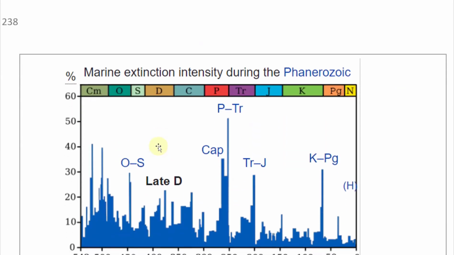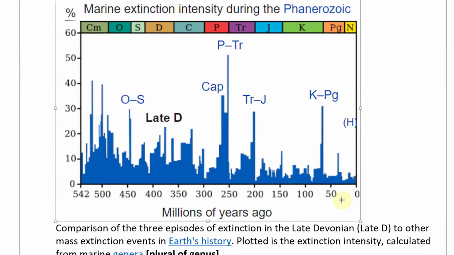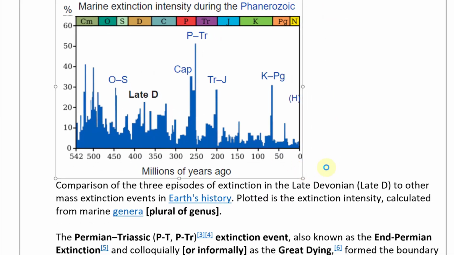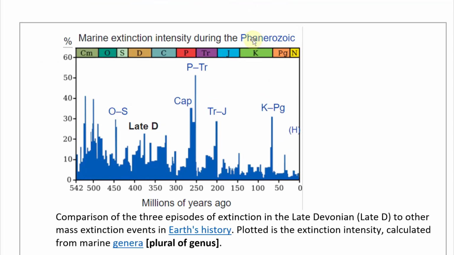And now let's look more at these extinction events. So here is a figure. I'm just going to make this a bit smaller. This is a comparison of the 3 episodes of extinction in the late Devonian, or late D period, to other mass extinction events in Earth's history. Plotted is the extinction intensity, calculated from marine genera, or plural of genus, basically the percent of the marine life that are extinct. So marine extinction intensity during the Phanerozoic.